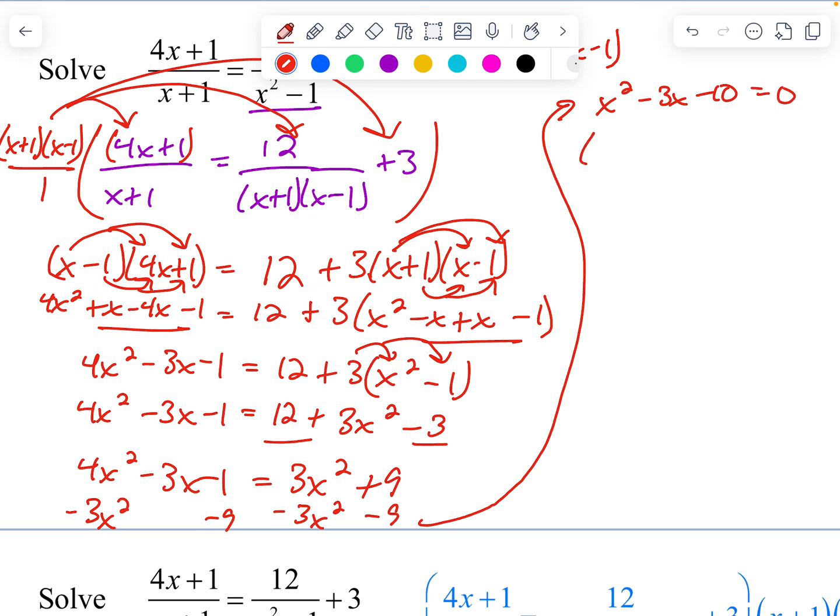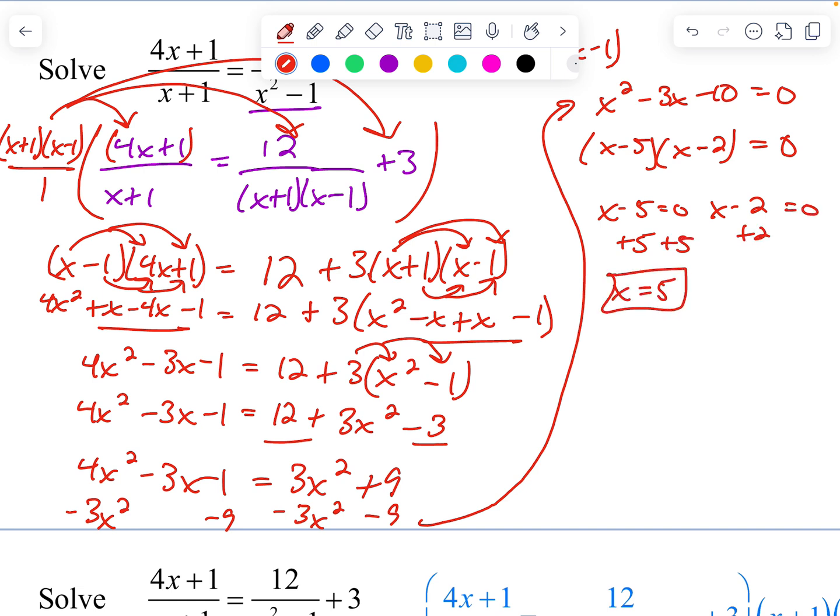Solve this by factoring. I need two numbers that multiply to negative 10 but add to negative 3. And it's going to give me x minus 5 and x plus 2. Set both of those factors equal to 0 and solve. We get one answer of x is equal to 5. We get one answer of x is equal to negative 2.